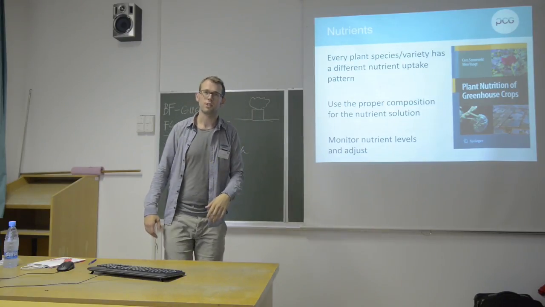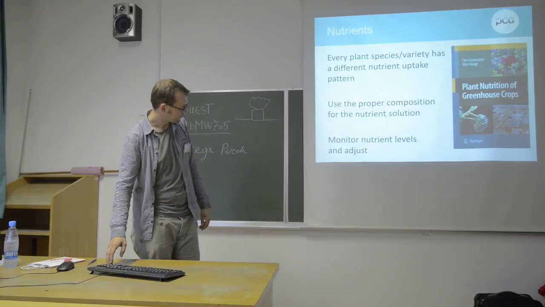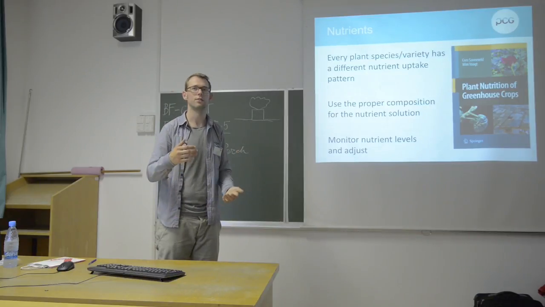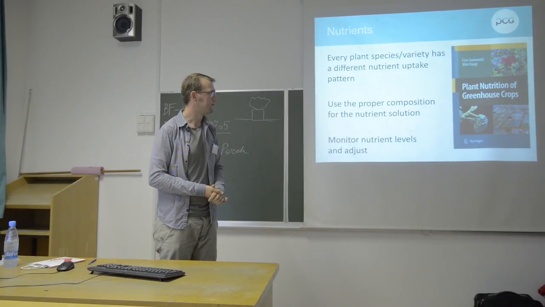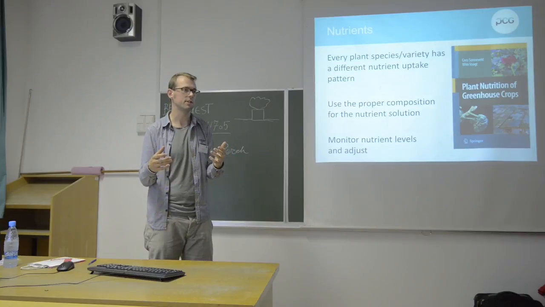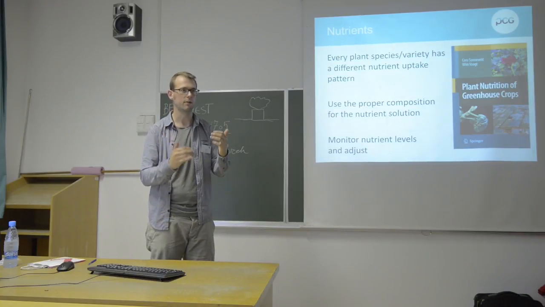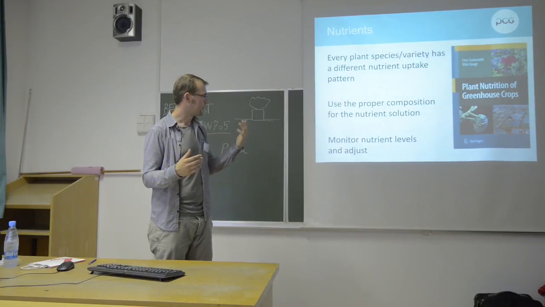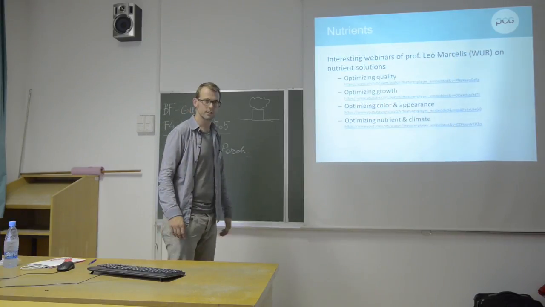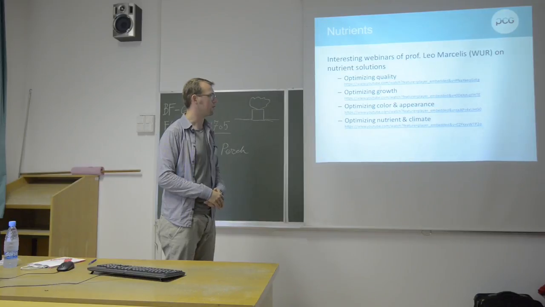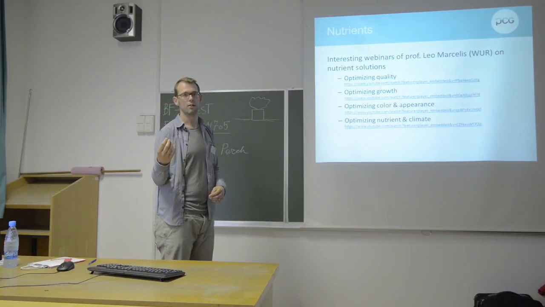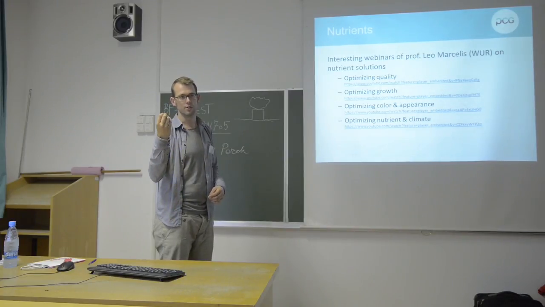But what's important is you keep monitoring these levels. And if you monitor them, adjust them, because it also depends on the climate, and especially if you're growing several different vegetable species in the same system, it will be very hard in the beginning to choose a recipe that will be optimal. So you have to monitor the levels by chemical analysis of the nutrient solution, or chemical analysis of the juices of the leaves.